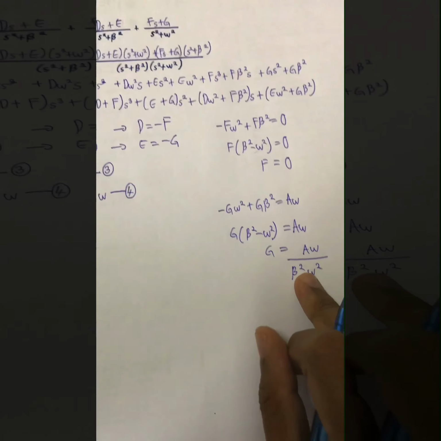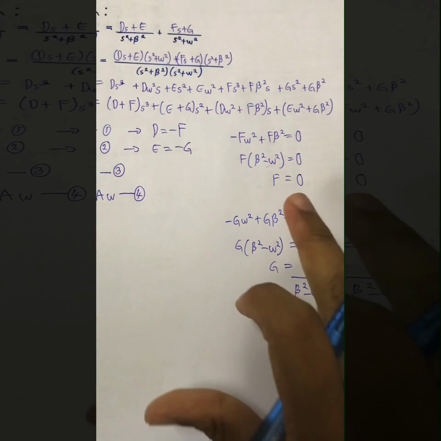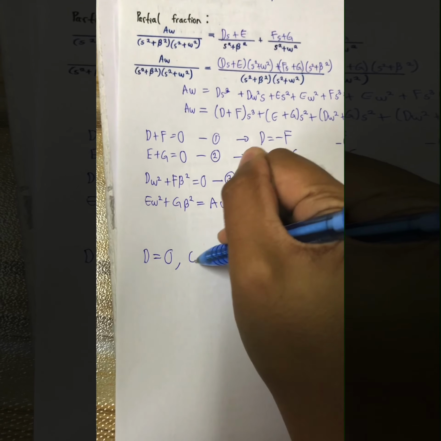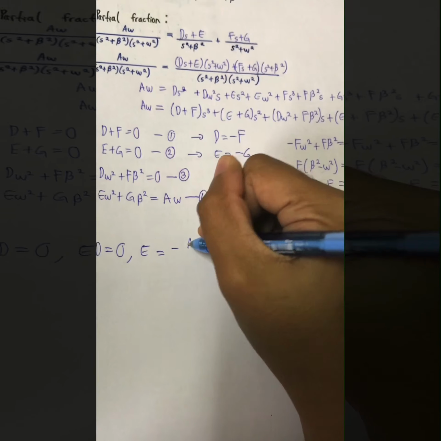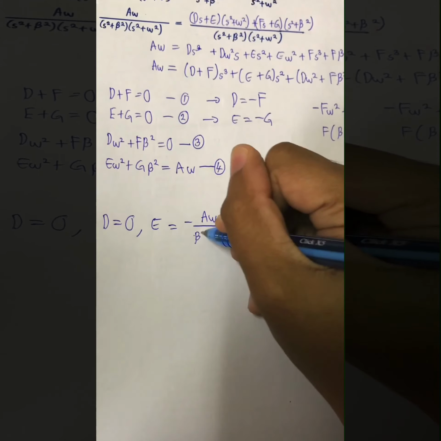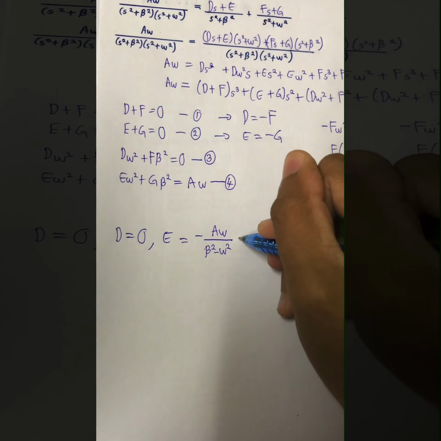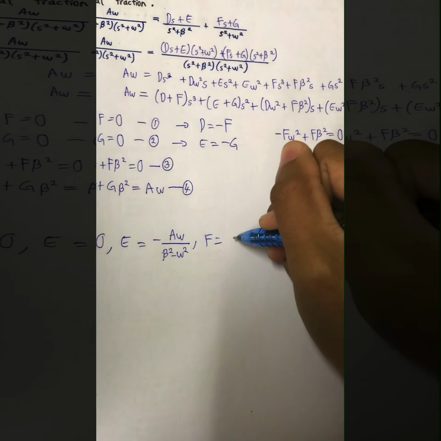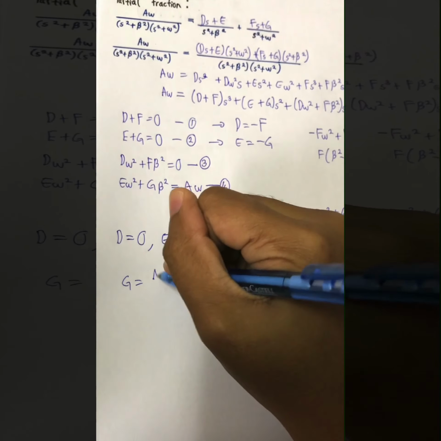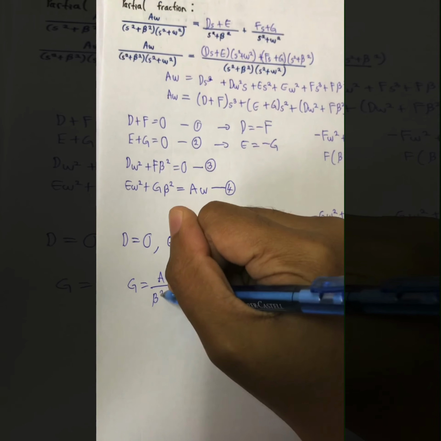This is our g. So our d is equal to minus f, so our d is going to be minus 0, which is 0, and then our e is minus g, so our e is going to be minus a omega over beta square minus omega square, and then our f here is 0, and our g is a omega over beta square minus omega square. So here we get the values of d, e, f and g.